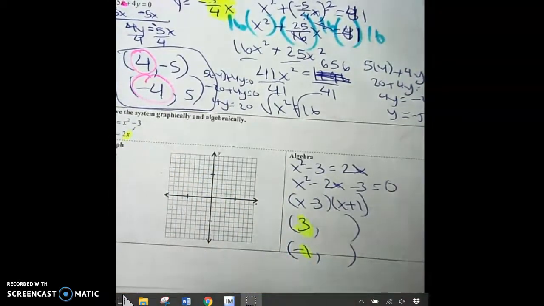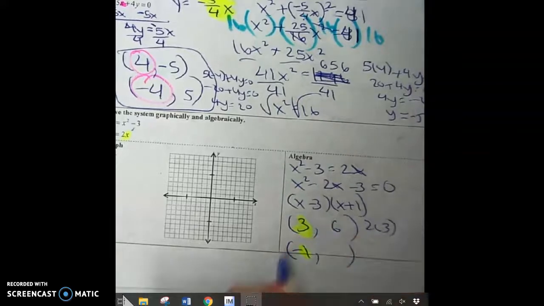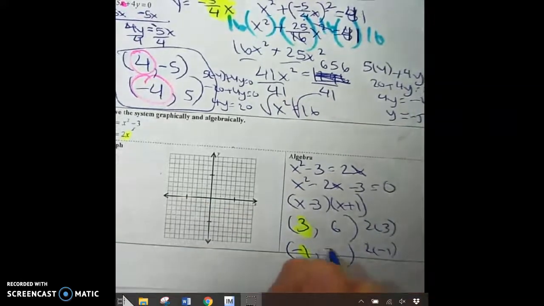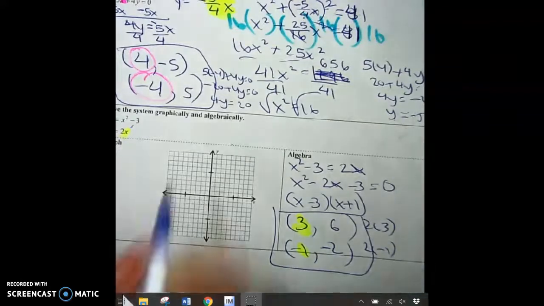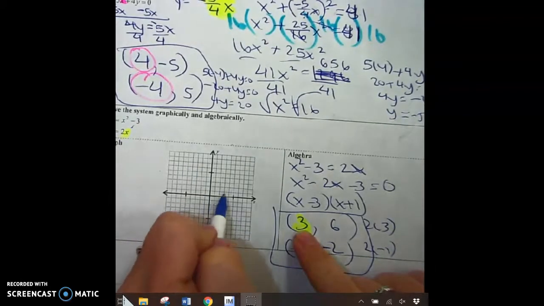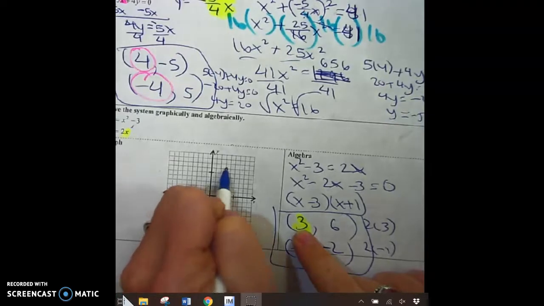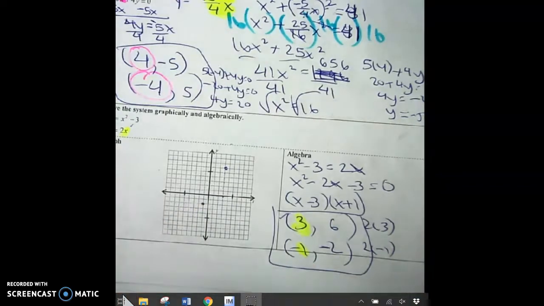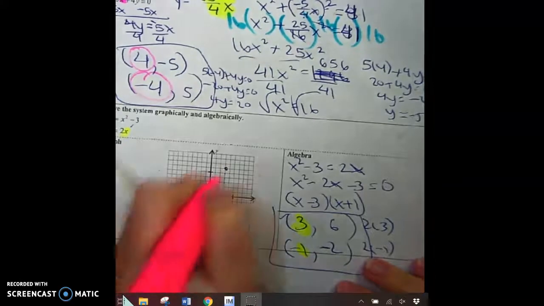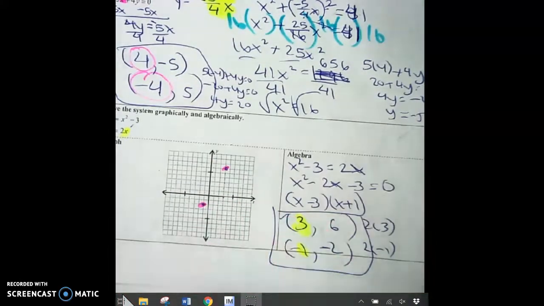Plug it in. So 2 times 3 is 6. 2 times negative 1 is negative 2. Yes, you're going to show your work. So now I'm going to cheat a little bit, even though I'm not cheating, right? 1, 2, 3. 1, 2, 3, 4, 5, 6. There's one of my answers. Negative 1, negative 2. Okay, so we hope that if I know how to graph, and I did this right, that we're good to go.